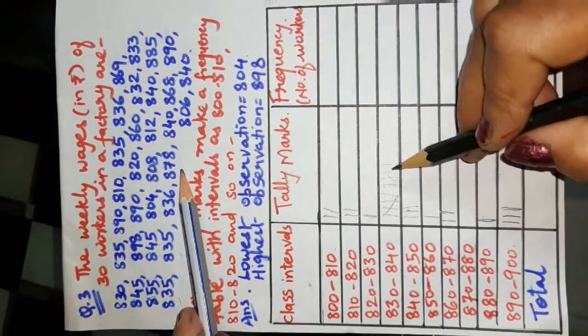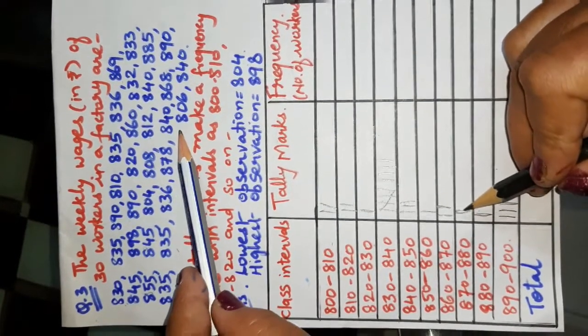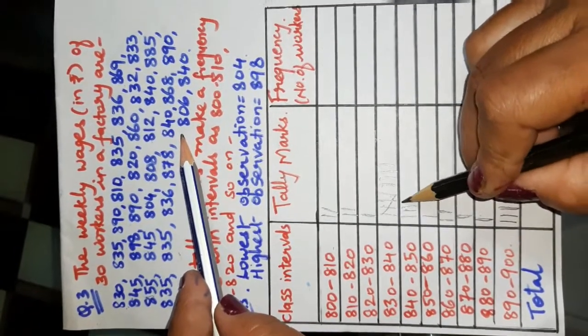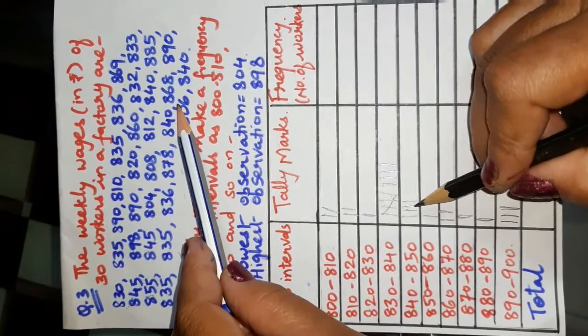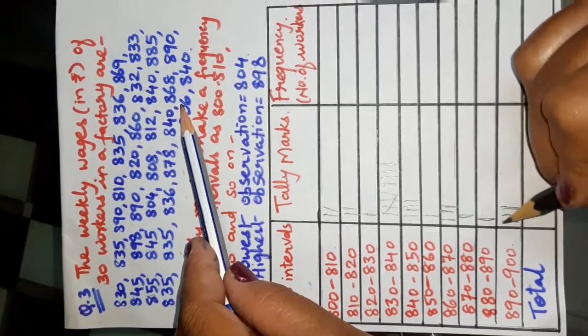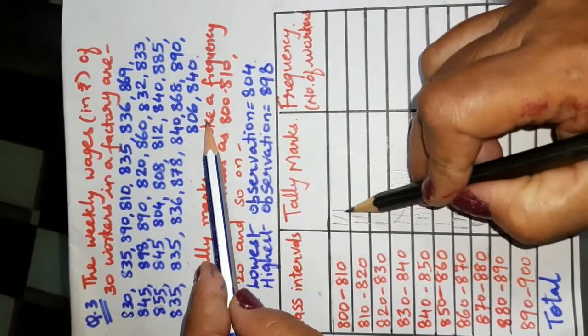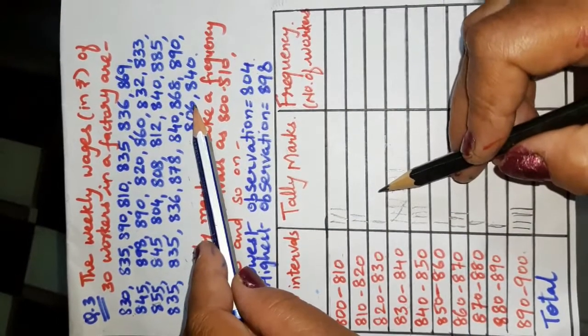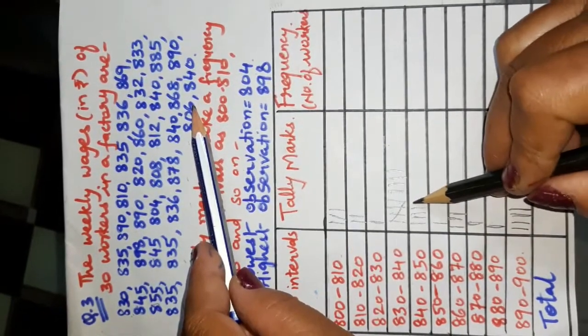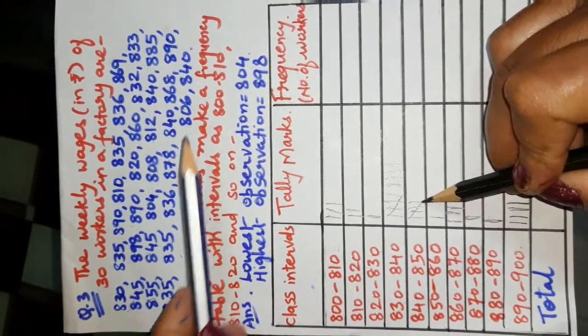then 878, 840, 868, 890, 806 and 840 will be here. So four lines are over, the fifth line we will put like this. So let us count now.